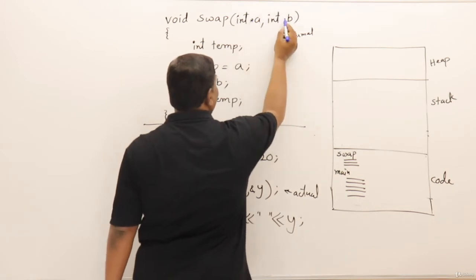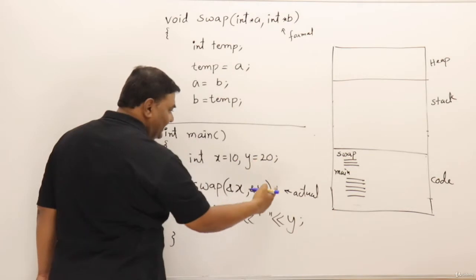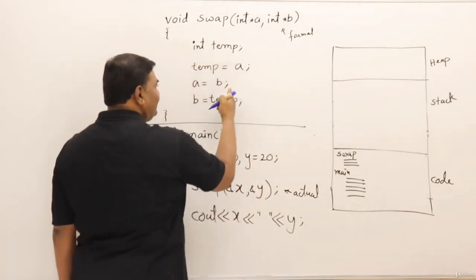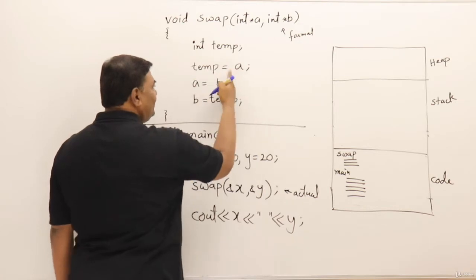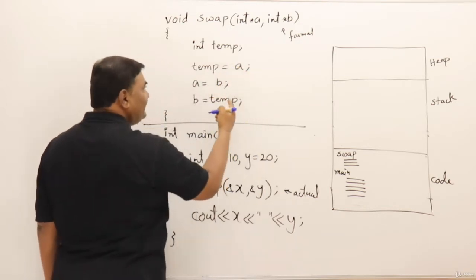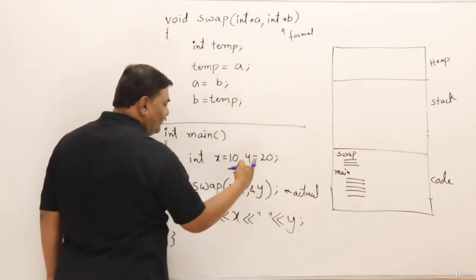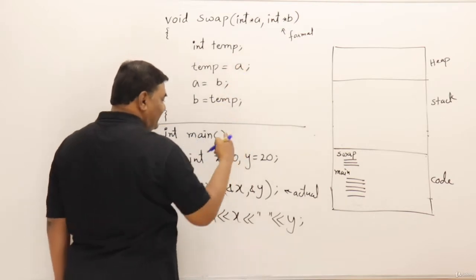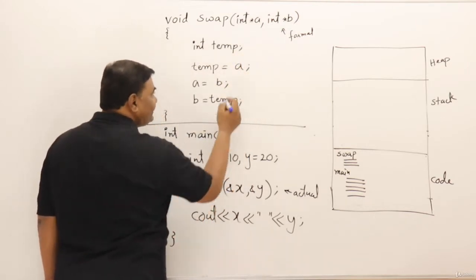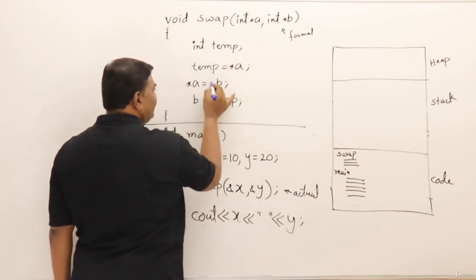So I should declare them with star to make them as pointers. Now the formal parameters are pointers, actual parameters are addresses of variables. Then inside this one, for swapping, I will not be swapping these addresses, but I will be swapping the data. So A is a pointer to X and B is a pointer to Y. So when I say A, it's the address of X. But when I say star A, the data of X. So I should write star here, star A, that is dereference the pointer.